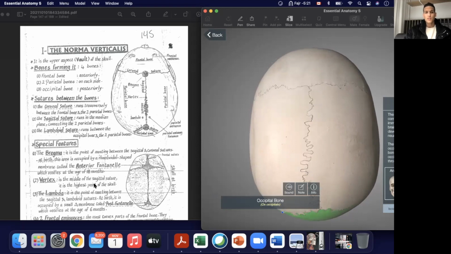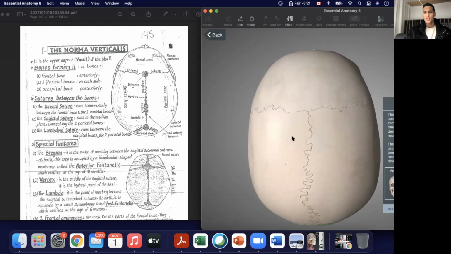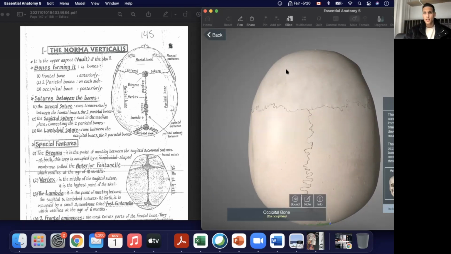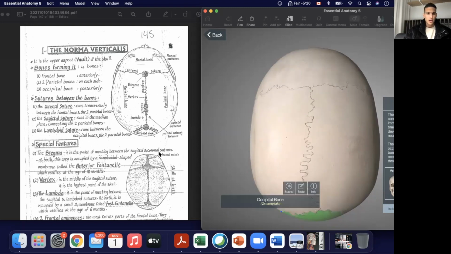Some other important stuff can be the two frontal eminences. If you touch somewhere on the front part of your head, you can find where the frontal eminences are. They're just important landmarks.